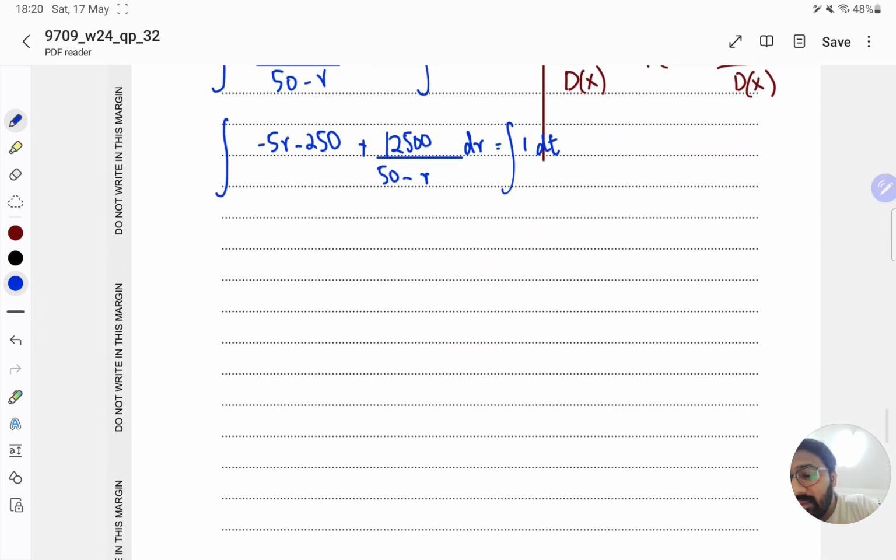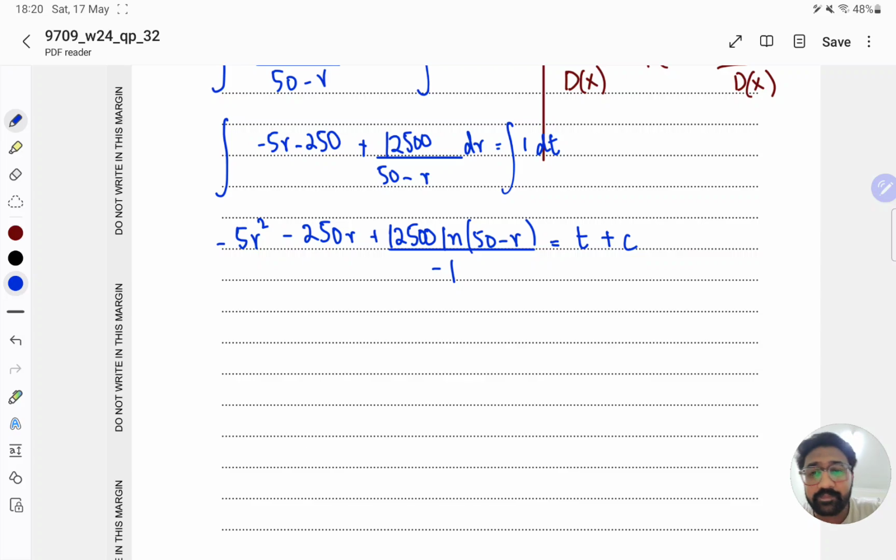Now we can simplify the left hand side by doing the integration. If I integrate each one of them separately, it will be minus 5r squared over 2, minus 250r, plus 12500 as a constant, times ln of 50 minus r divided by the differentiation of that, which is minus 1, which will be equal to t, and since there are no limits, I'll add a constant plus c.